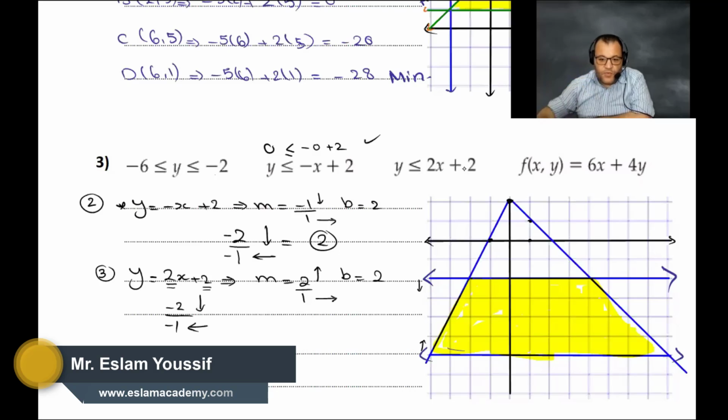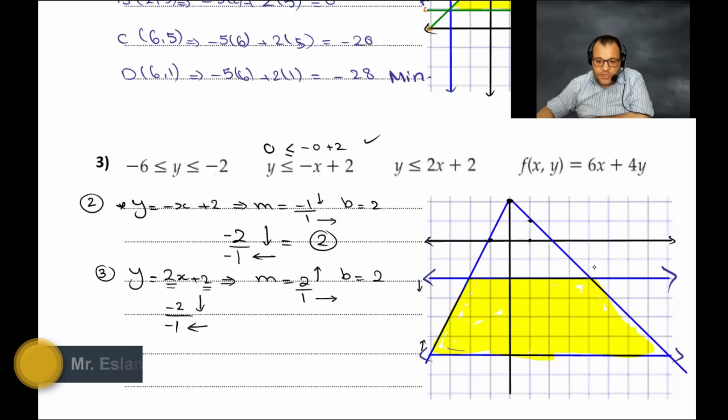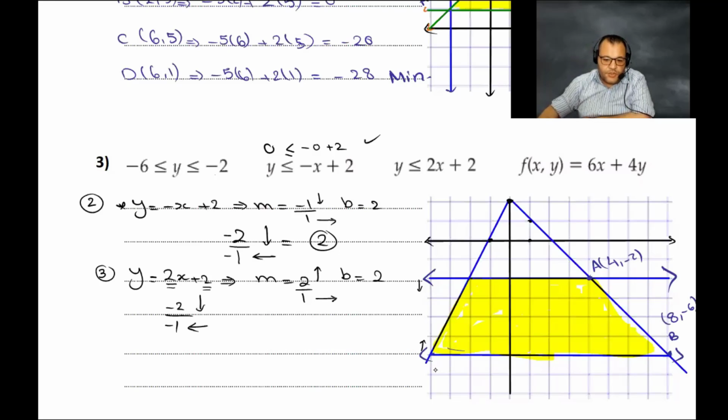Okay. So what is the coordinate of this point? Suppose this point is A. It will be 4 and negative 2. What is the coordinate of this point B? It will be 8 and negative 6. What is the coordinate of this point C? It will be negative 4 and negative 6. This one will be negative 2 and negative 2.